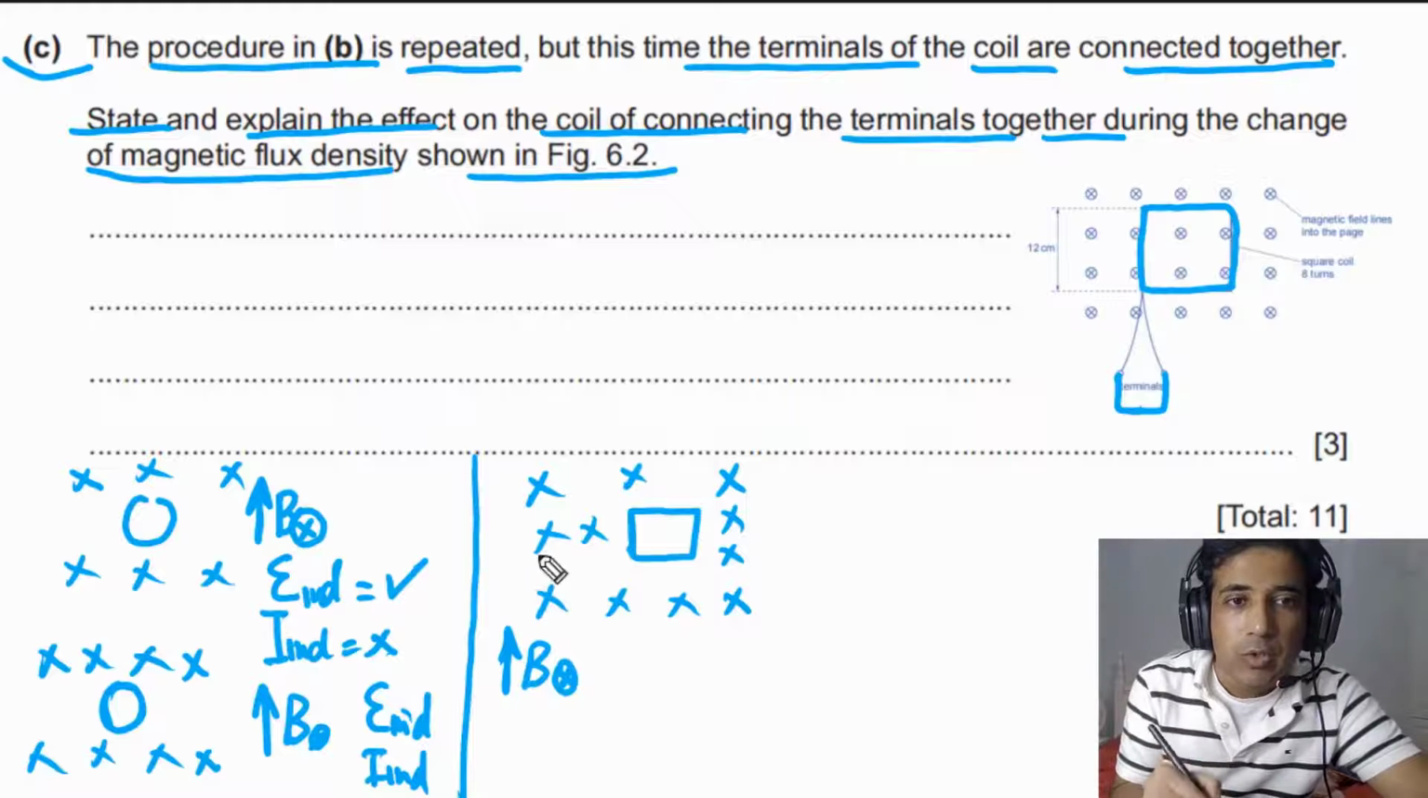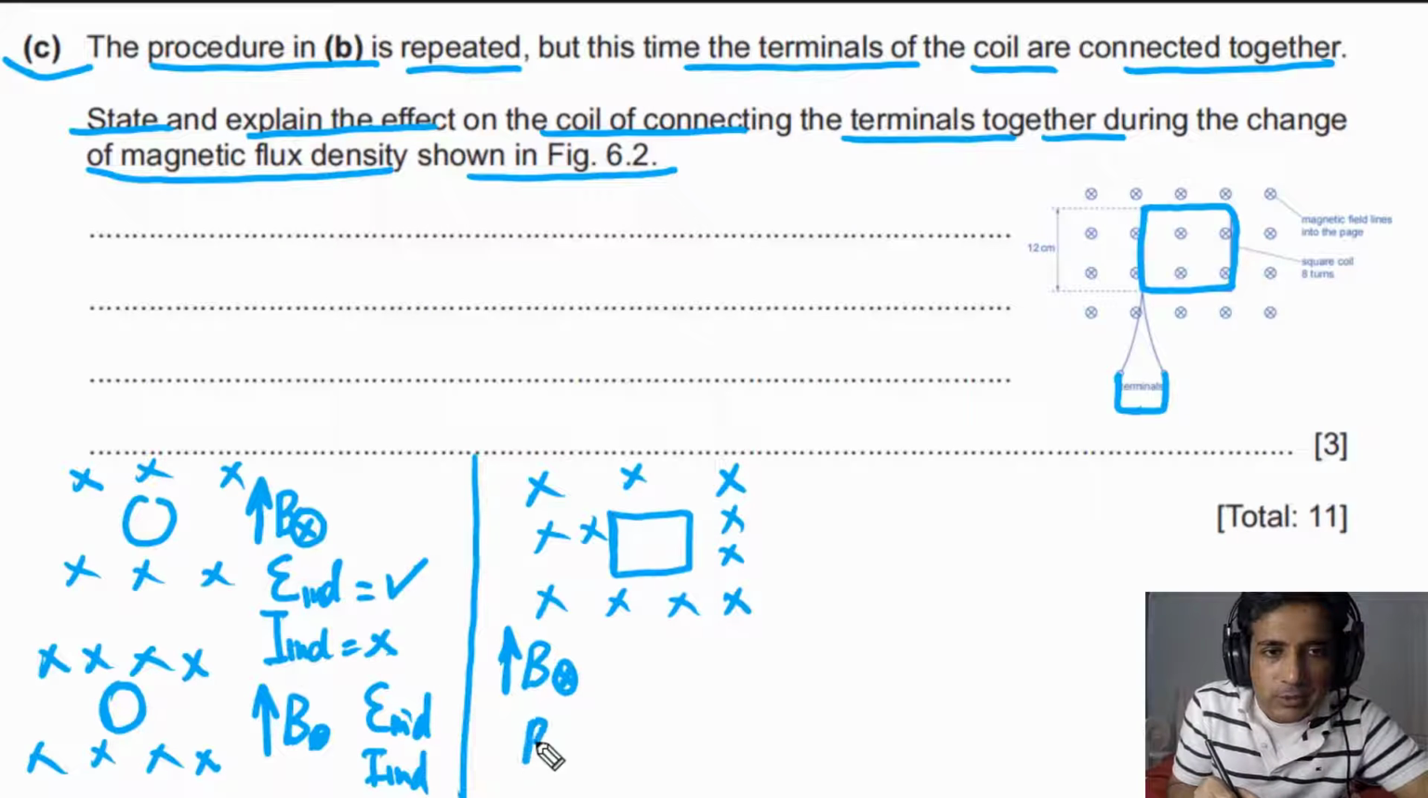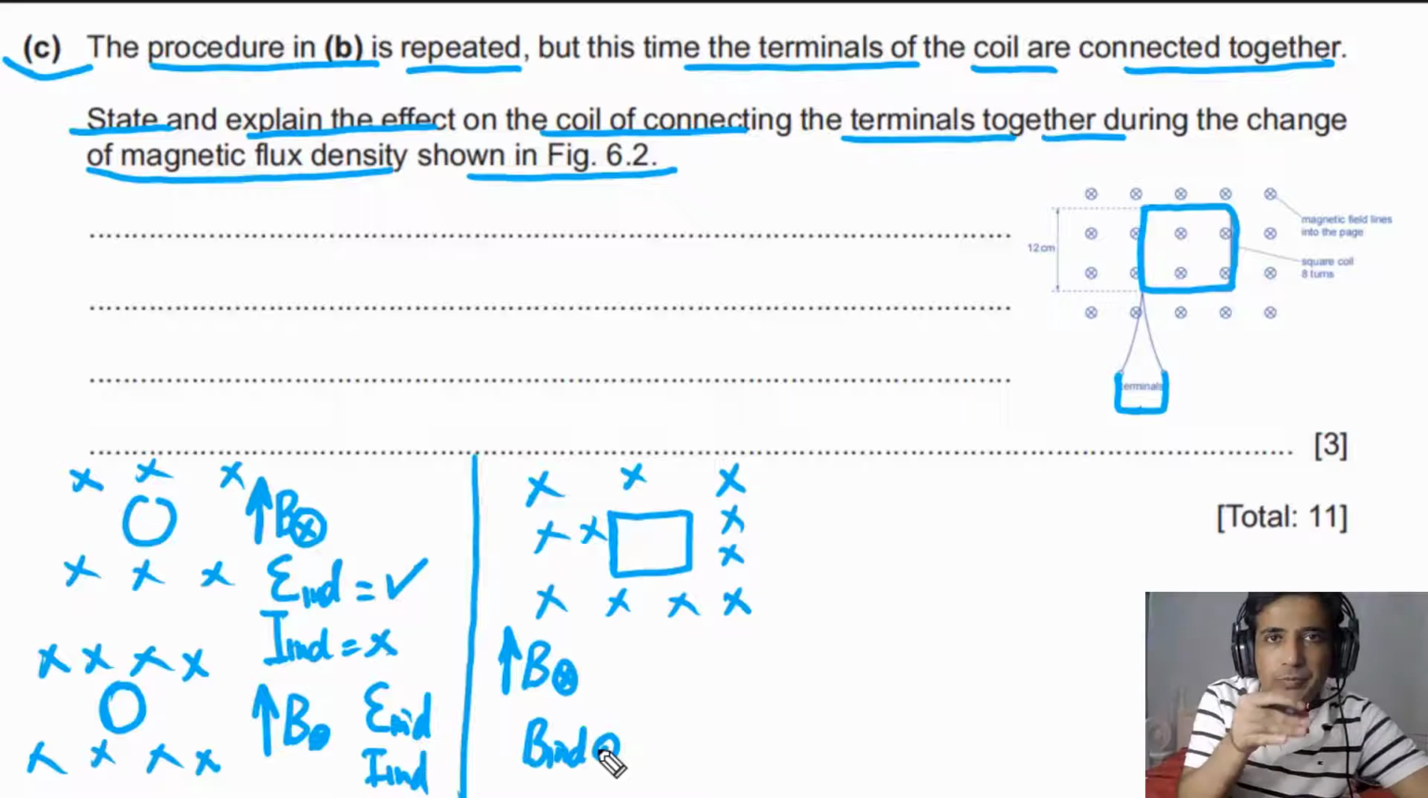So according to Lenz's law, this square will oppose the change in flux. How can it oppose the change in flux? It will produce its own magnetic field in the opposite direction to the external magnetic field. So the direction of the induced magnetic field has to be out of the page, because it has to be opposite to the external magnetic field. So current will flow in this square in such a way that it produces its own magnetic field that is out of the page.